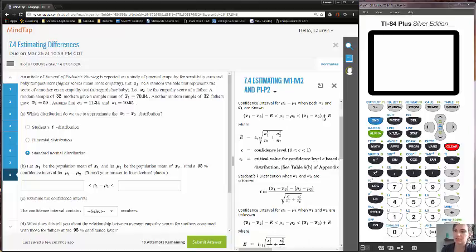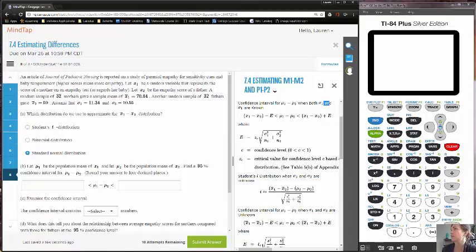if the population standard deviations sigma are both known, we use this formula to create the margin of error. Critical value of z times the square root of the first population standard deviation squared divided by the sample size plus the second population standard deviation squared divided by that sample size. So we know we need standard normal because this critical value is a z. Then we need to find these values.